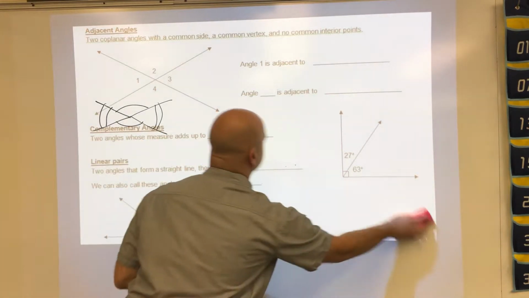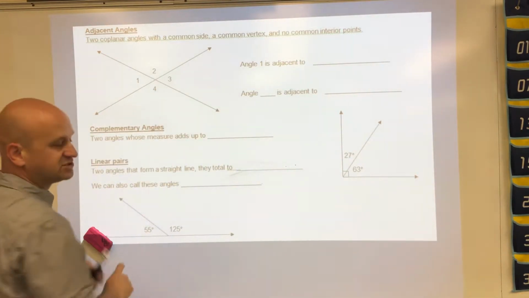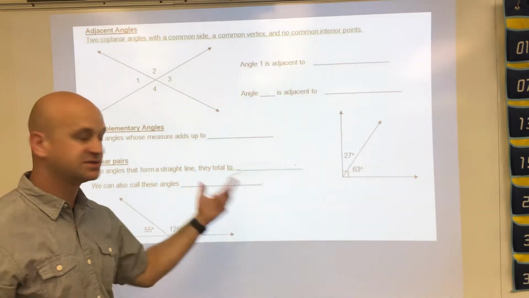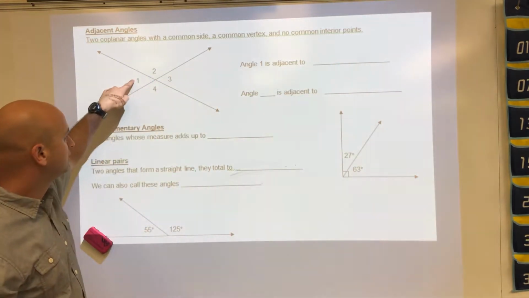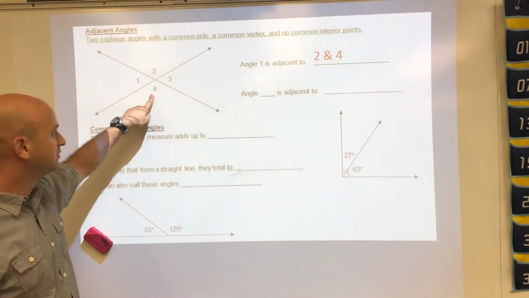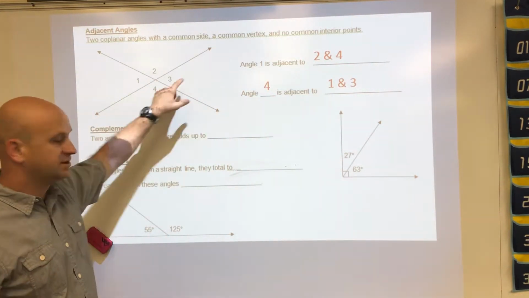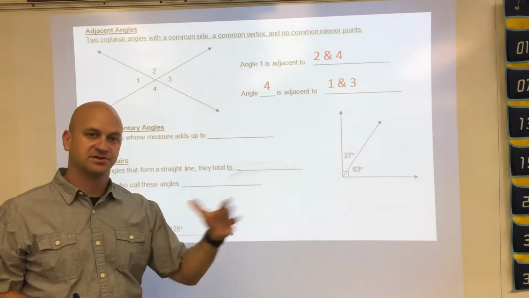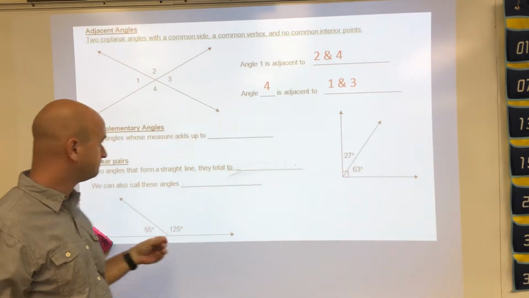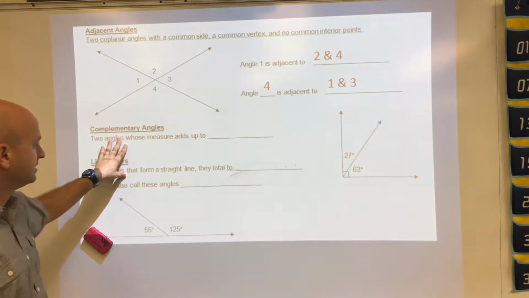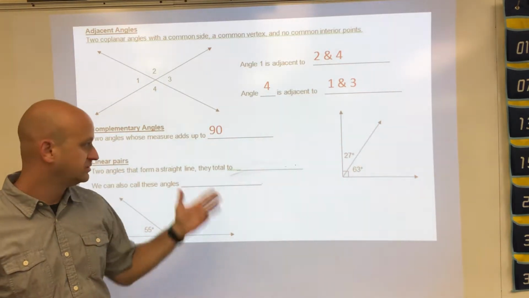All right, the next angle we're going to talk about is called an adjacent angle, and that just means the angles are next to each other. So in this case, angle 1 is next to angle 2 and angle 4. Angle 4 in this case is next to 1 and next to 3. There's no other properties other than that. They're just next to each other. They're neighbors.